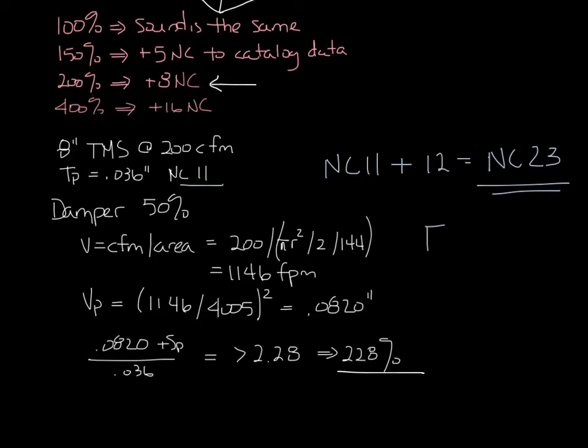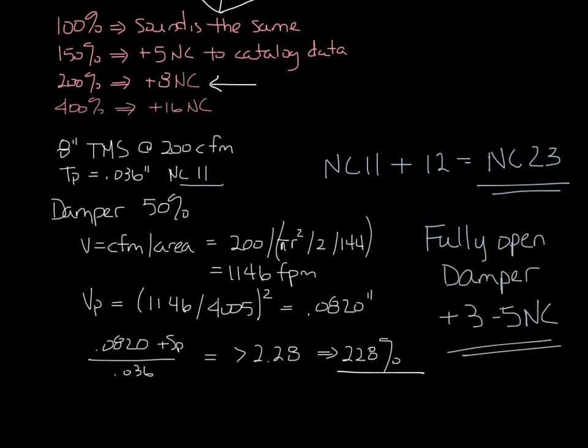So even wide open, the damper will add pressure, and this will add 3 to 5 NC to your diffuser performance. And it can also go up pretty quickly to 8 or 10 NC as you close off your damper. So what should you do about this? The best solution is to put your balancing dampers upstream in the branch takeoffs.